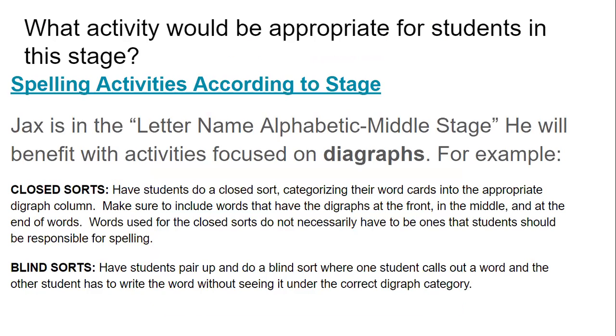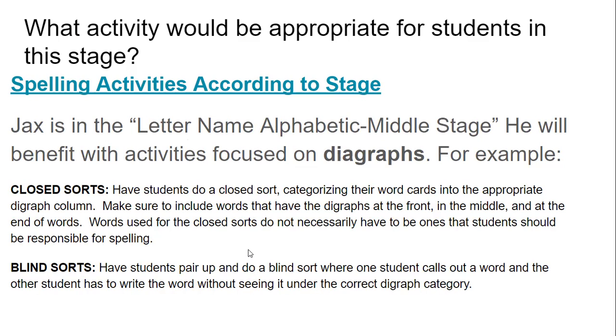So your next step is, again, like we're saying, what activity is appropriate for students in this stage? And just like we found out by scoring and analyzing Jackson's word list, he is in the middle of the letter name alphabetic stage. We saw that he will benefit from activities focused on digraphs. And here's a couple of activities that fit for that, some examples.